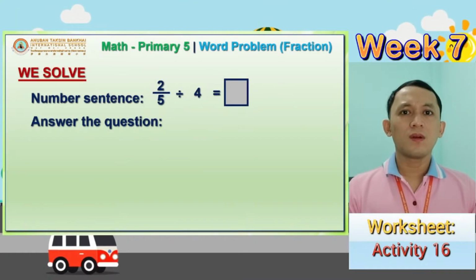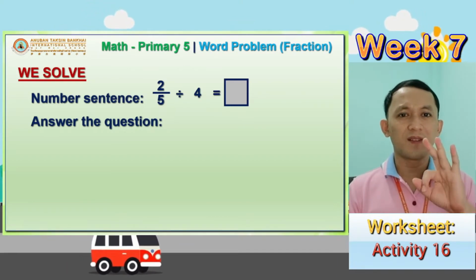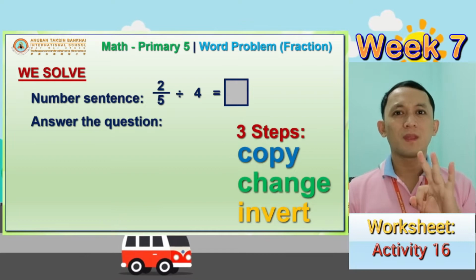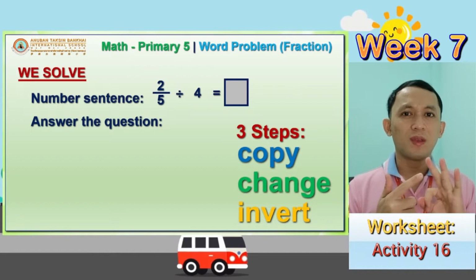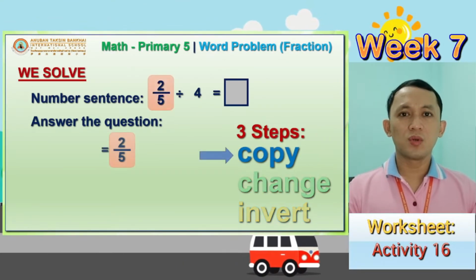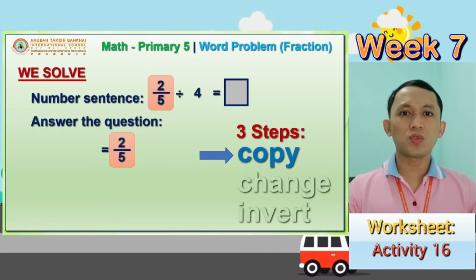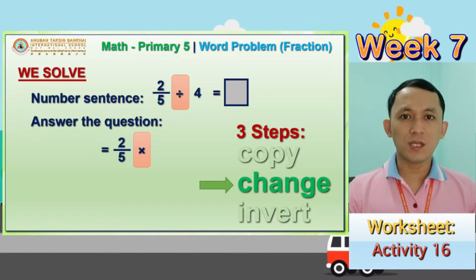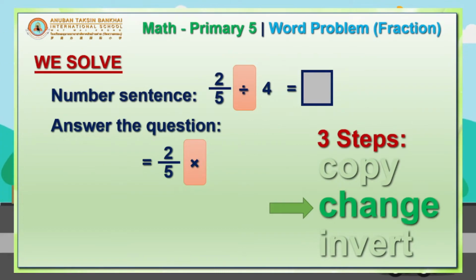Okay, so now since we are using division here, take note of the 3 steps. Can you still remember? Copy, change, invert. Again, we're going to copy, change, and we are going to invert. So first, we are going to copy 2 over 5. Okay, next we are going to change. So instead of division, we are going to change it to multiplication. Okay, and the last one, we're going to invert.